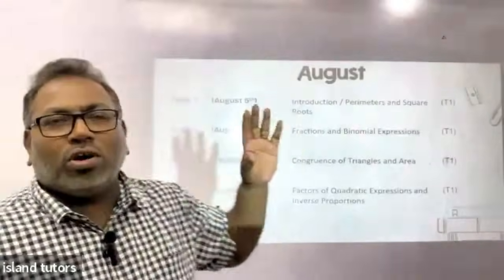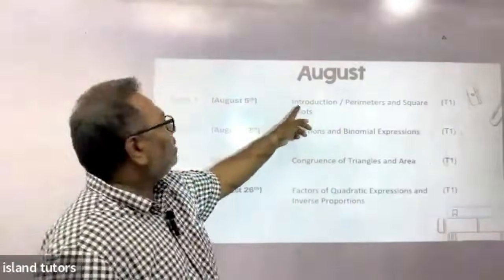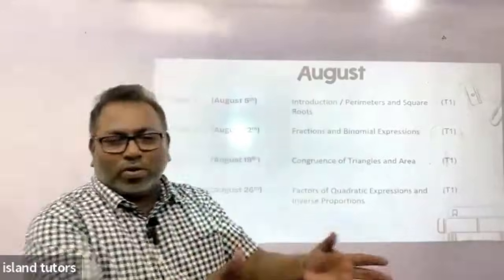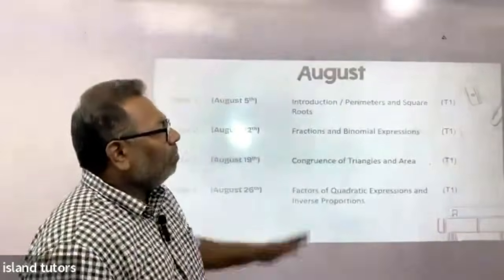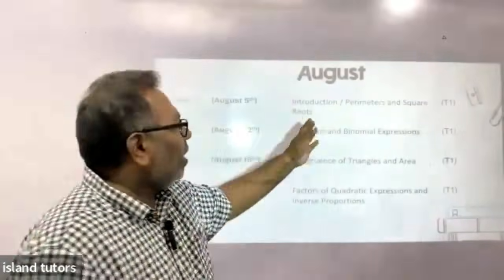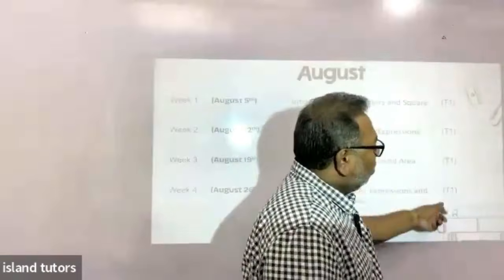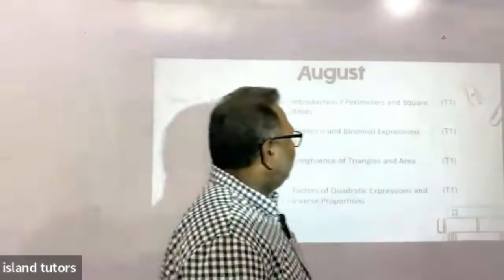Today is August 5th. What are we going to do on the first class? We are doing a small introduction, what we are going to do in this particular program. We're going to look at perimeters and squares. There are square roots, that is term 1. You can see the term lessons are on the side.